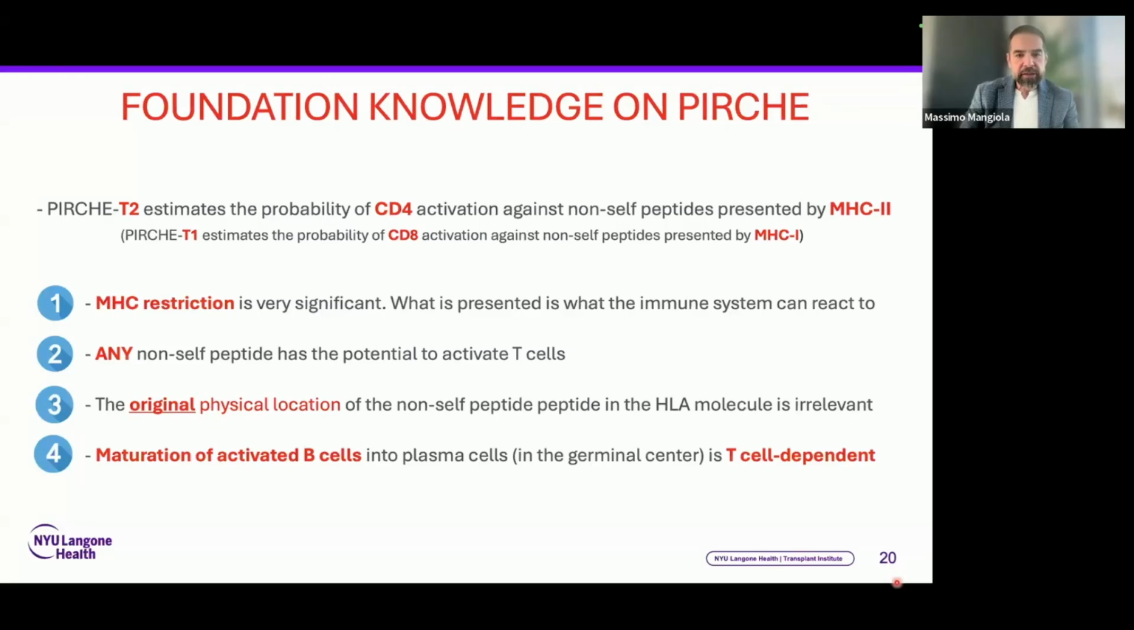MHC restriction is very significant. What is presented to the immune system is the only thing that the immune system can react to. Any peptide has the potential to activate T cells, and the original location of those peptides does not really matter. And we don't have to forget that the maturation of B cells into plasma cells, as a consequence of being presented something derived from a protein, is T cell dependent.